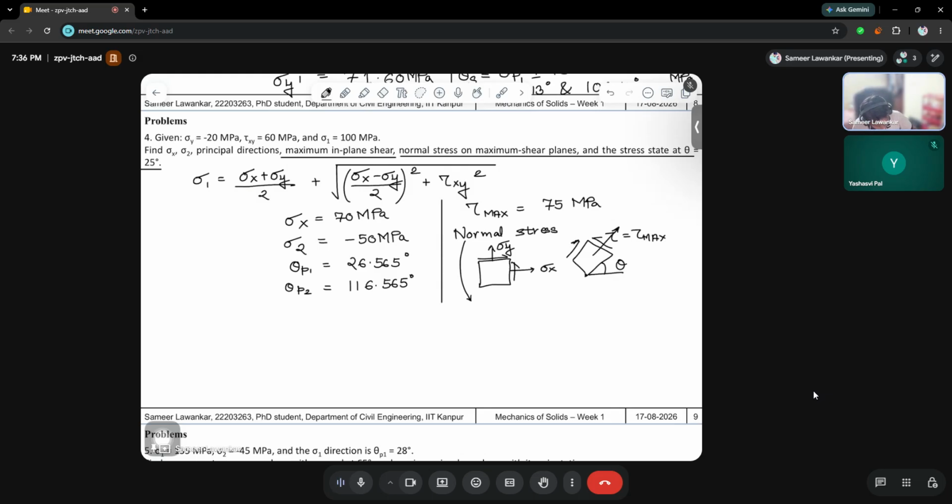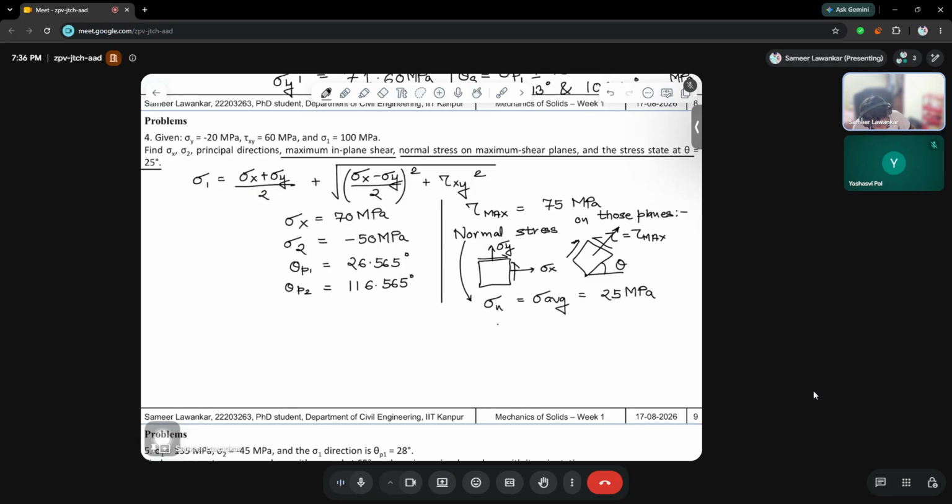So therefore, normal stress on those planes is basically equal to sigma n, which is equal to sigma average, which is equal to 25 MPa. And the last question: what is the stress at theta 35 degree?